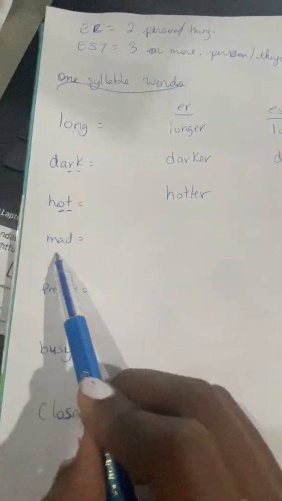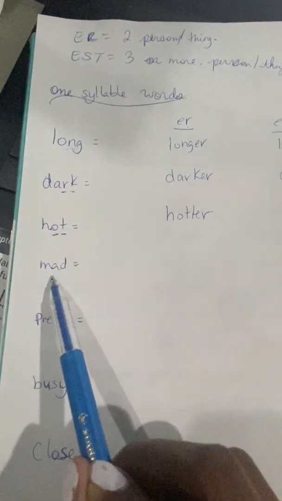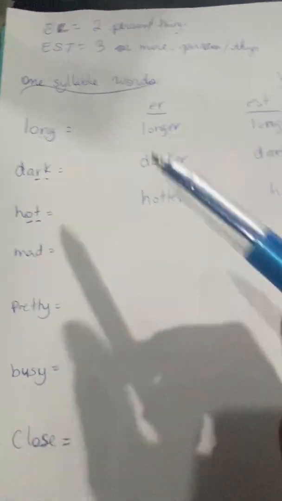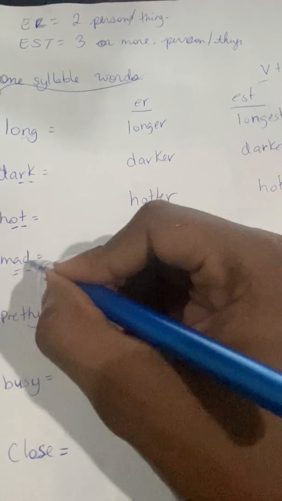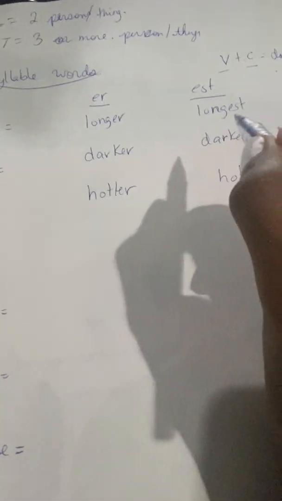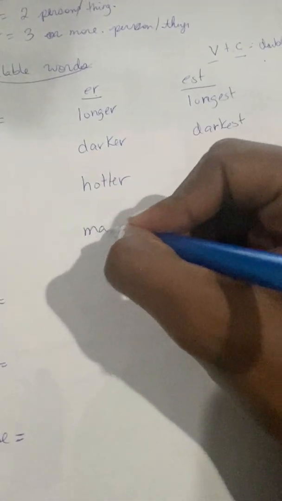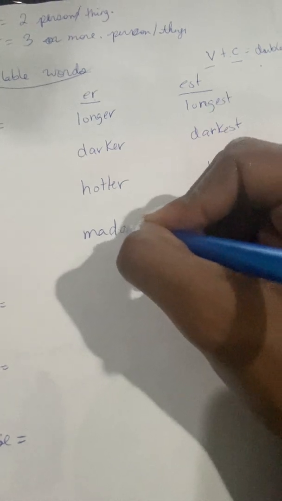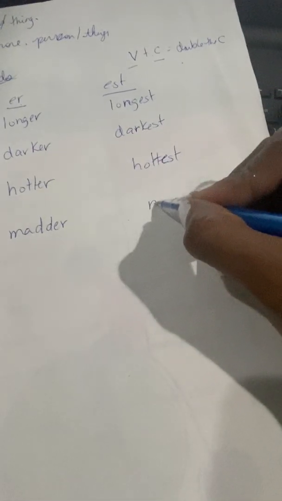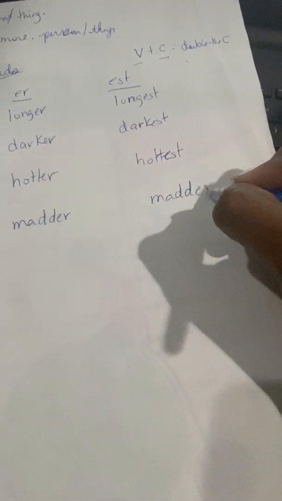Now let's take a look at this one here. This is a vowel and this is a consonant, so we need to apply the rule. We double the consonant and then add ER or EST, so this becomes madder and maddest.